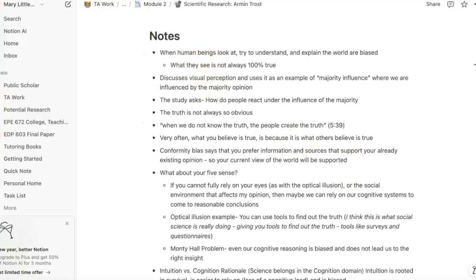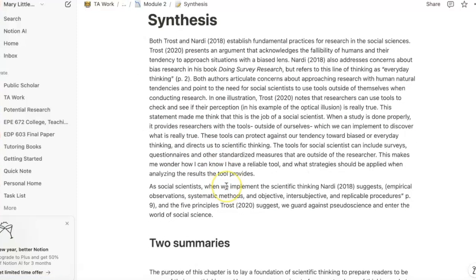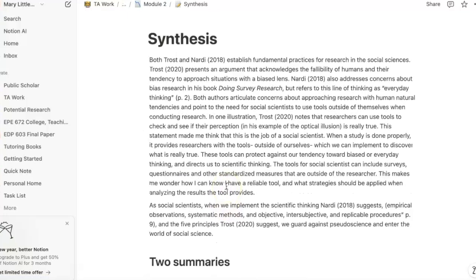So let's go over and see how there's so many things. You probably already picked it up just by looking at the 2 summaries. You probably already noticed so many directions we could go with confirmation bias or biased thinking or whatever. And again, for our discussion post, we don't have to go into that much depth, those are not our long papers, but we want to practice synthesizing them. So hopefully this is an example. I'm still working towards it too, but this was my write-up of the synthesis. So I said both Trost and Nardi established fundamental practices for research in social sciences.